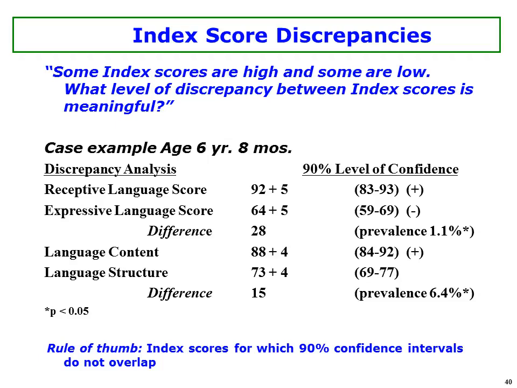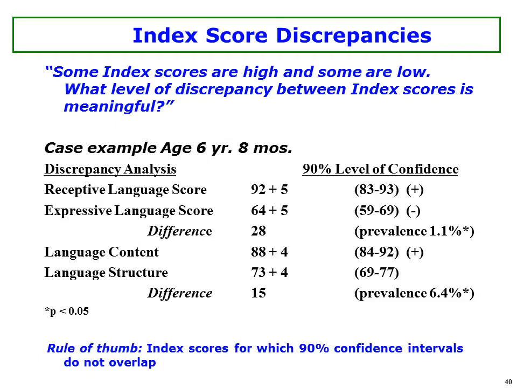Now, some index scores are high and some are low is the question. What level of discrepancy between index scores is meaningful? Let's look at this 6-year, 8-month-old kid. Receptive language, 92 ±5 for confidence interval. Expressive language score, 64 ±5. The difference is 28, and if we look up in our manual for prevalence, that occurs in 1.1% of the sample of thousands of kids that were tested. That means basically that's significant.